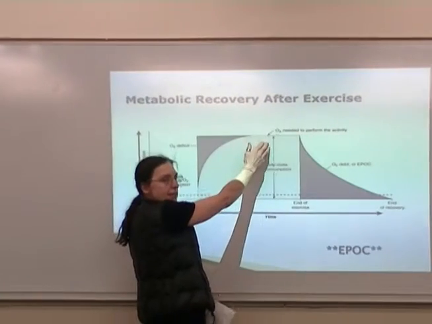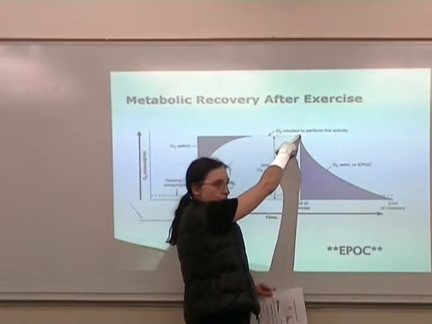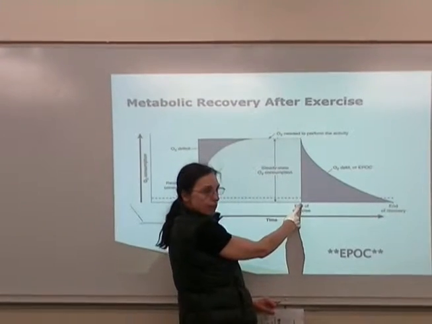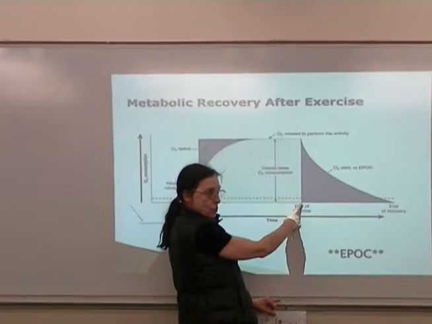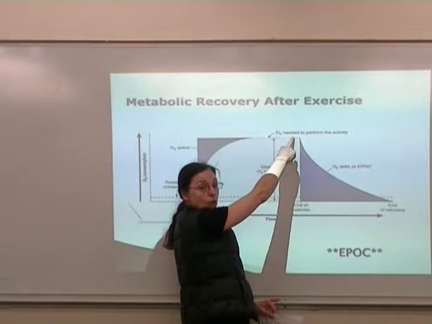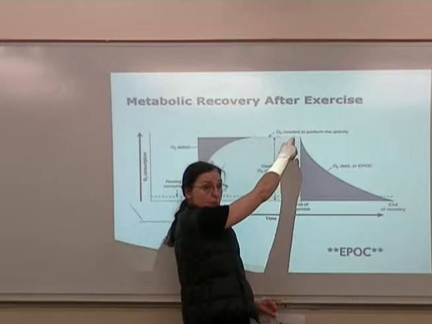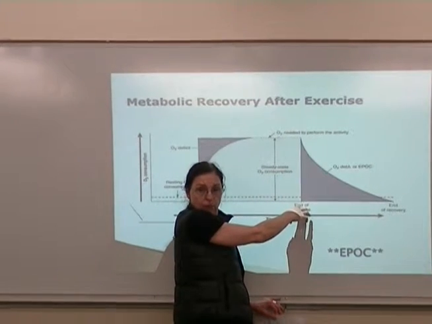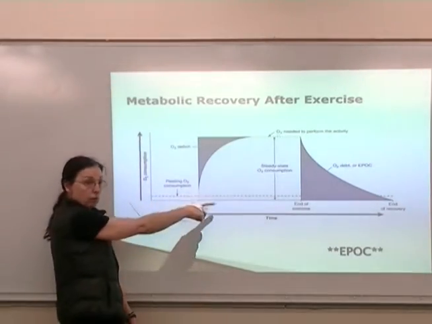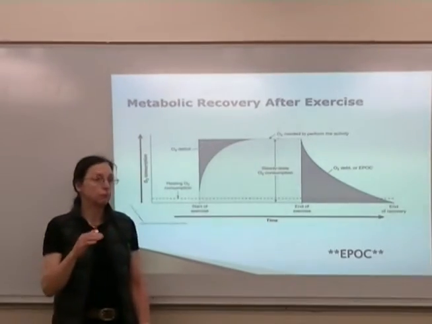We plod along at our 6 miles an hour, and then we stop the treadmill. So here's the end of my exercise. I stop the treadmill. If I've stopped the treadmill and I'm not running at 6 miles an hour anymore, I don't need that amount of oxygen anymore. So my breathing starts to drop down. But it doesn't drop off back to here. It takes a while for our breathing to slow down.